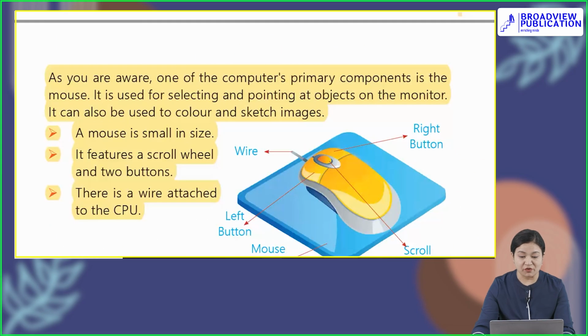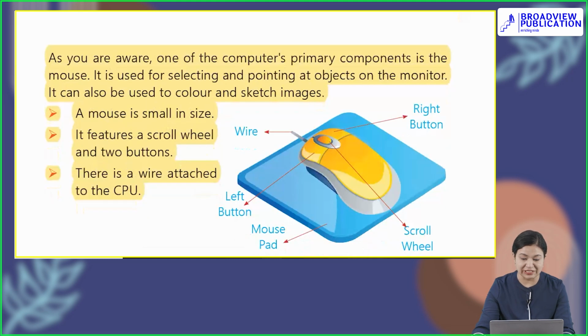As you are aware, one of the computer's primary components is the mouse. It is used for selecting and pointing at objects on the monitor. It can also be used to color and sketch images. A mouse is small in size. It features a scroll wheel and two buttons. There is a wire attached to the CPU. So this is the whole picture of a mouse.